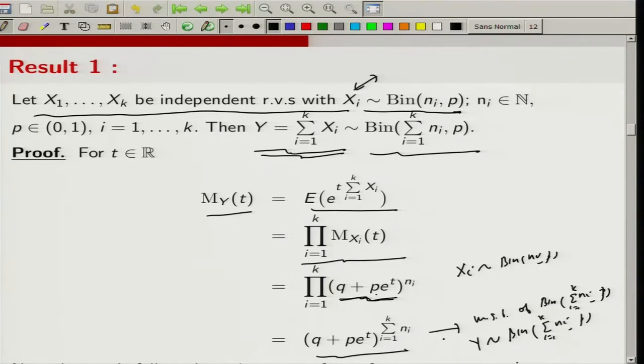Now here these persons are performing a random experiment independently. So it looks like the distribution of Y would be the same as if the random experiment had been performed summation i is equal to 1 to k of ni times independently with the probability of success the same, which is p in each trial. So intuitively also this result is very appealing.